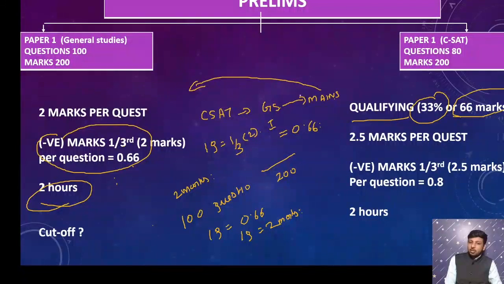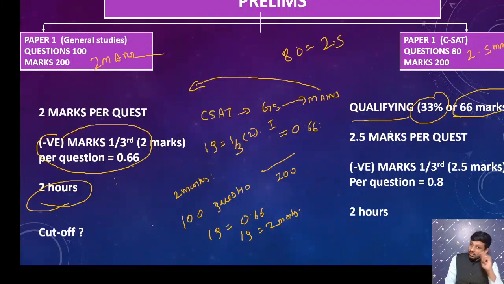Okay. Now coming to the CSAT paper. What is this CSAT paper? CSAT paper is qualifying. But unlike the 200 questions, unlike the 100 questions in the aptitude, unlike the 100 questions in the GS, CSAT carries only 80 questions. And each question carries 2.5 marks. In general studies, each question carries 2 marks. And in CSAT, each question carries 2.5 marks. Therefore, the weightage of each question is high. Totally 80 questions are there.